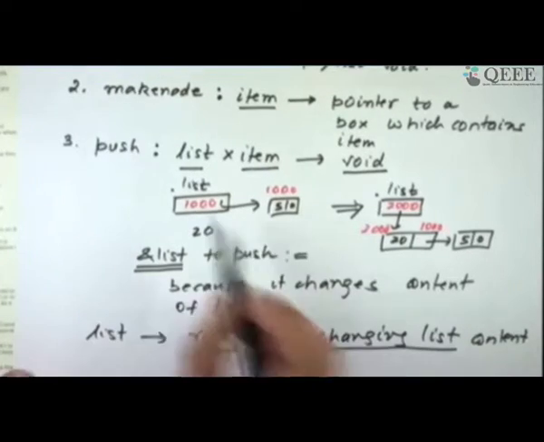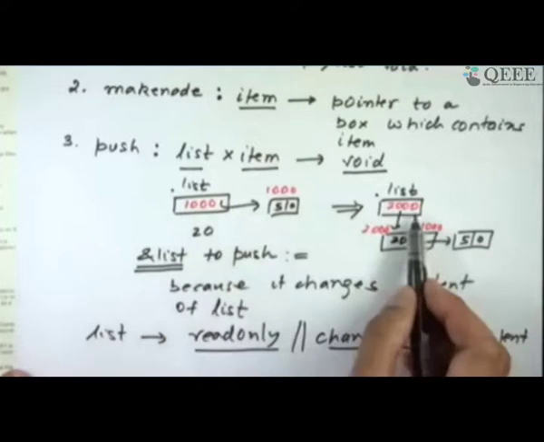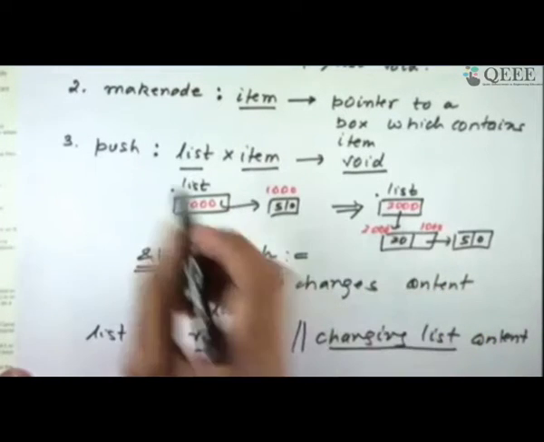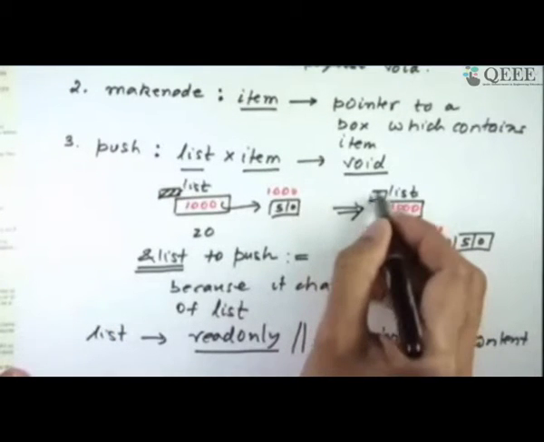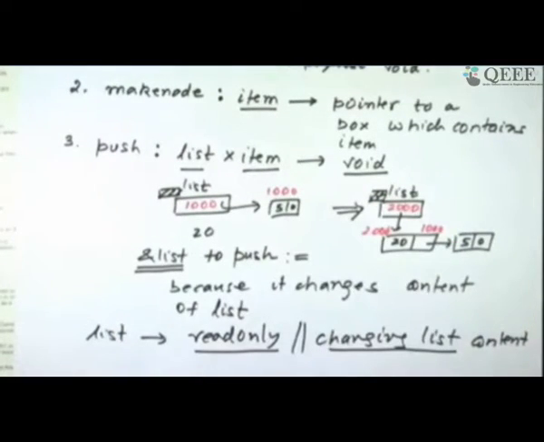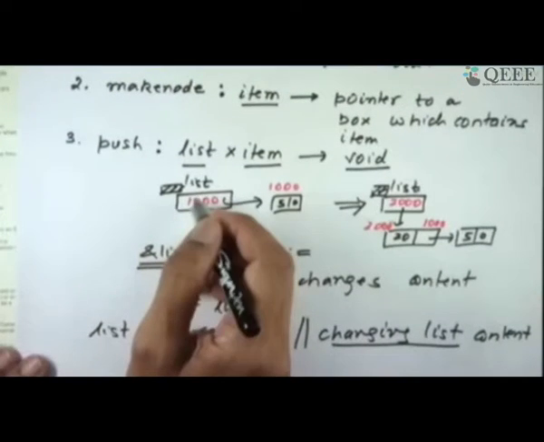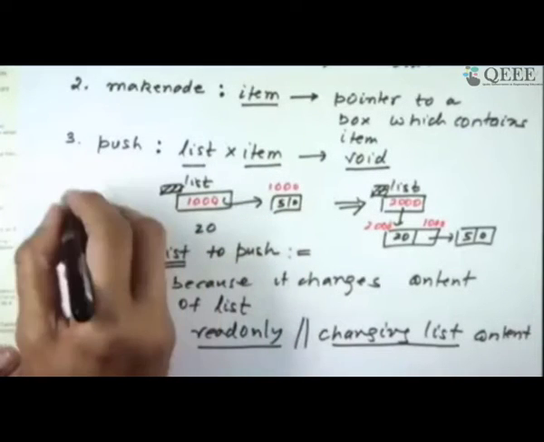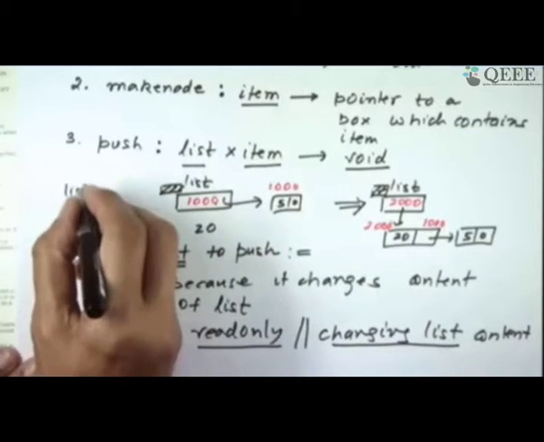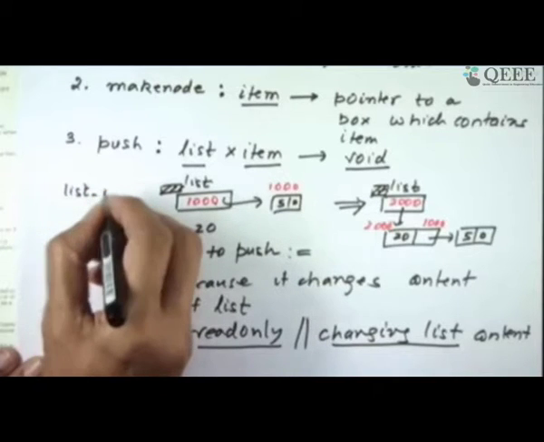In order to change this value of 1000 to 2000, I need the L value of list. This is what I said. Unless you do this, I cannot change the content of list. Only through L value I can change. So what is list, and therefore what is address of list? So observe that list contains, so now let me go back to my names. I have something called list item.